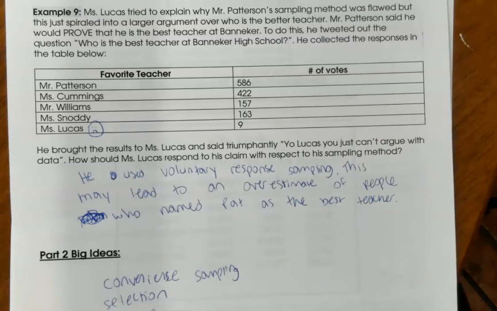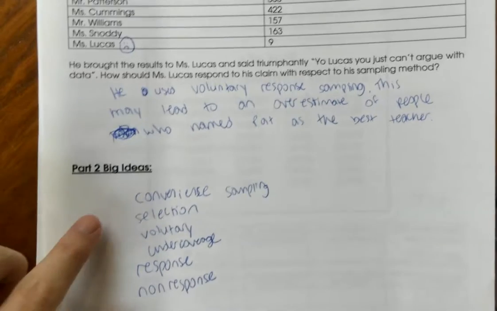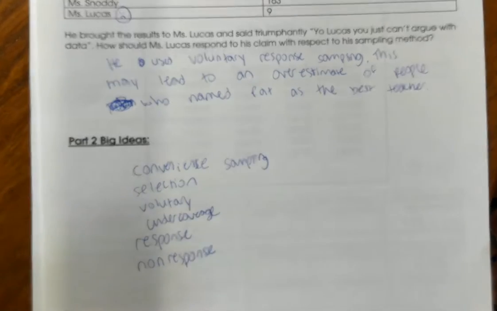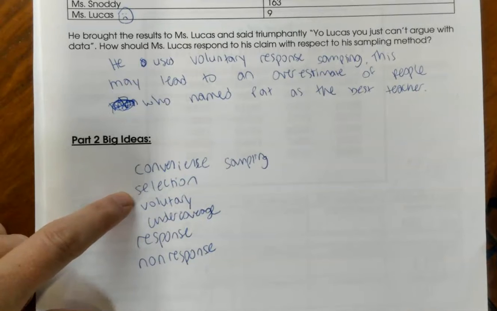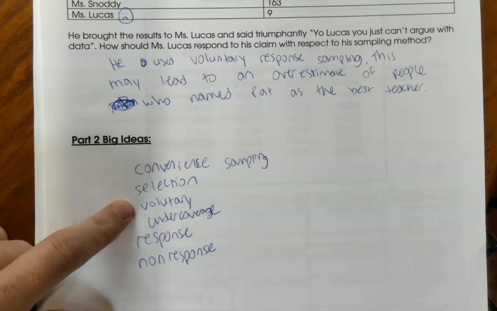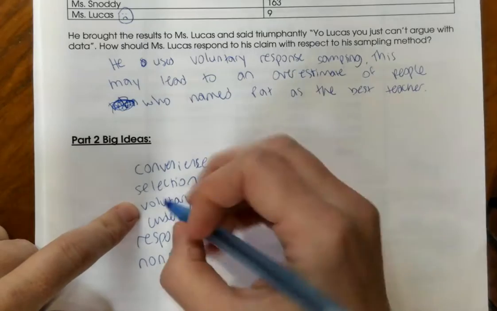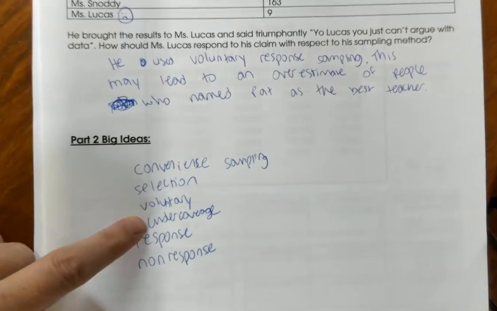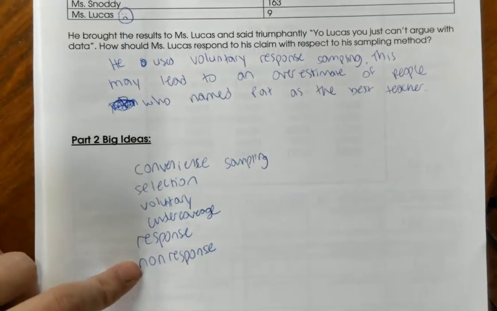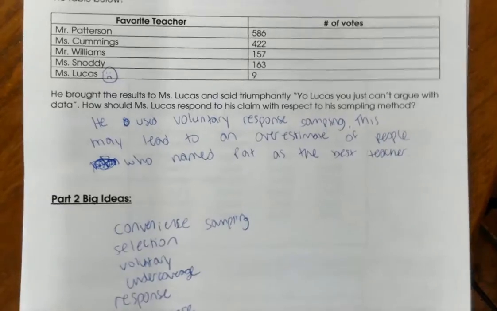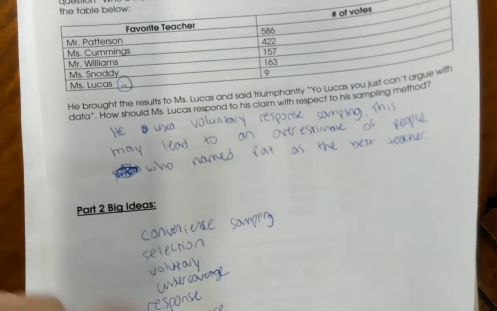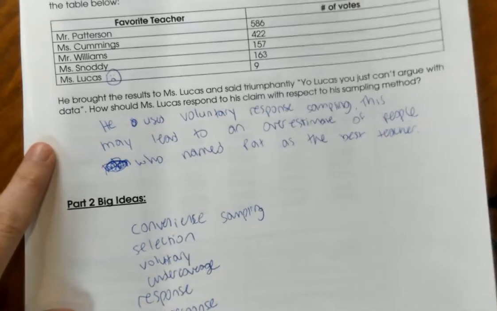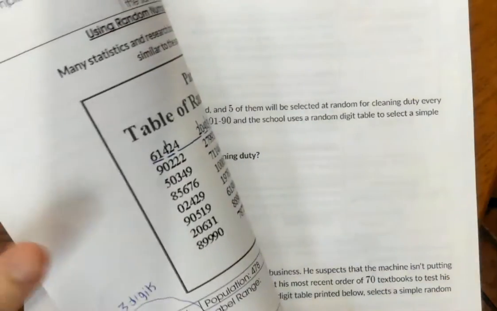All right. So remember, our big ideas that we named were the 6 different types of bias: convenience sampling, selection bias, where we can't generalize to the right population, voluntary response bias, undercoverage bias, response bias, and non-response bias. So definitely study those and practice on the Khan Academy.